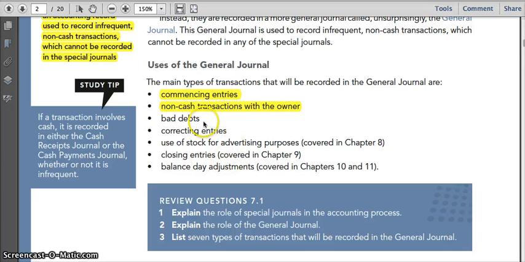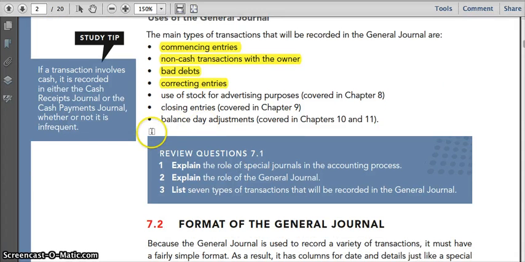The other two transactions we'll have a look at in this chapter are bad debts and correcting entries as well, but we'll have a look at them later on in the week. These last three, so the use of stock for advertising purposes, closing entries, and balance day adjustments, we're going to have a look at later on next term. So we won't worry about those too much. So if we can just knock over the review questions now, 7.1, just quickly, just to get your notes up to date, and then we will move on.